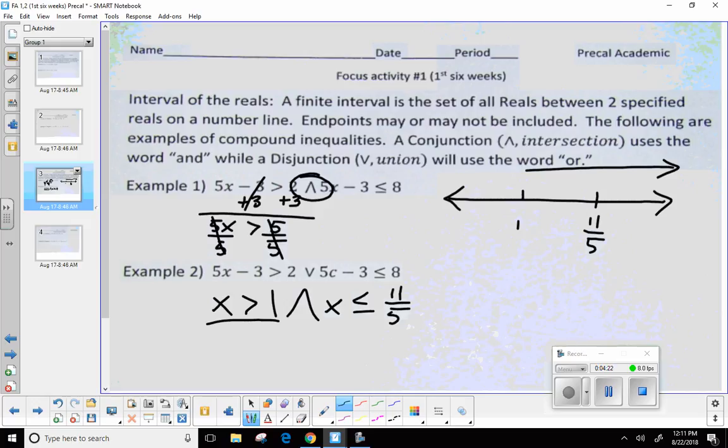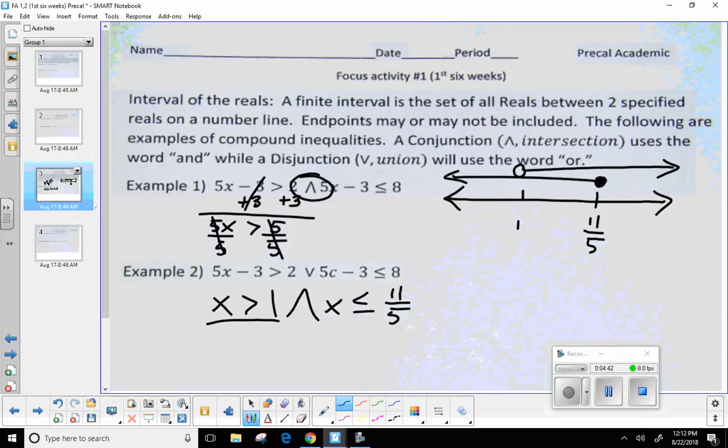An open circle. Okay, just like that. So there's the graph solution for x is greater than 1. Well, now I'm going to do the same thing for the other one. I want everything less than 11/5, so I'm going to shade it to the left. But how do I show equality? Closed circle. There we go.